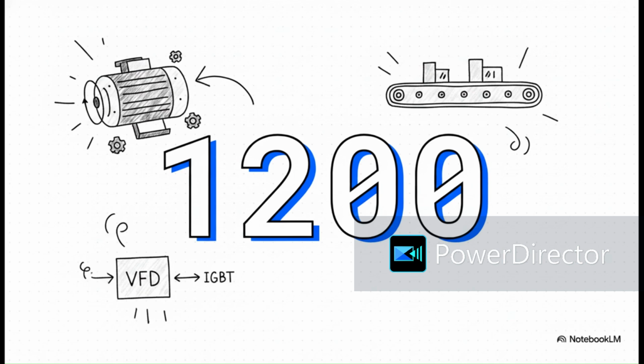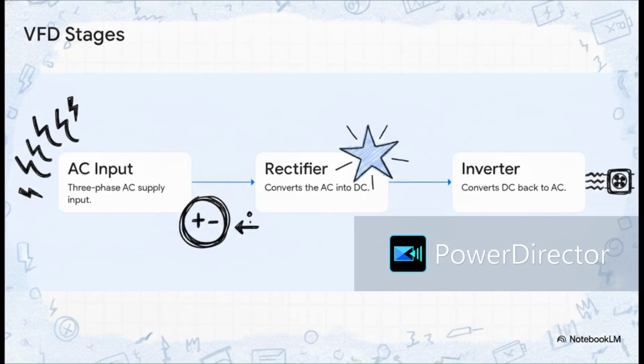But hey, the interviewer's question was about the IGBT, right? So who's actually doing the heavy lifting at the micro level to force that speed change? Well, let's look at how the VFD is built. Inside, you've got three main stages. First, we take our standard three-phase AC supply input. Next, that power passes through the rectifier stage, which converts that alternating current into direct current, or DC. And finally, we hit the inverter stage. This is where that DC gets converted back into a highly controlled AC output to feed the motor. And it is right here, in this third stage, where our star player lives.